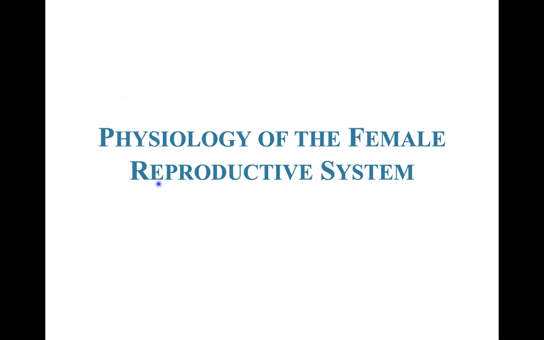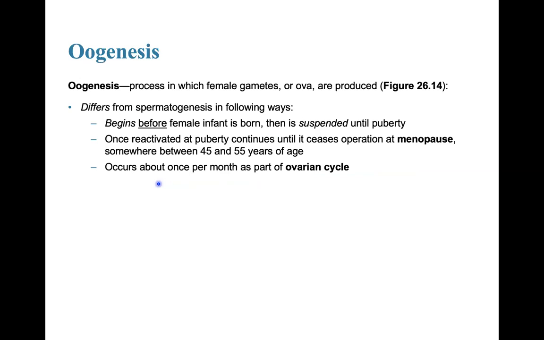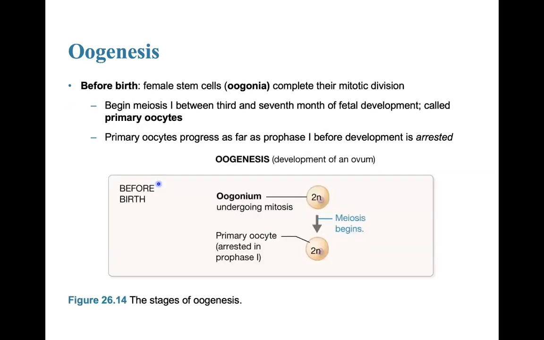Okay, so now we'll look at the physiology of the female reproductive system. Oogenesis is the process in which the female gamete, or the ova, are produced. This differs from spermatogenesis in the following ways. It begins before the female infant is born. It is then suspended until puberty. Once reactivated at puberty, it continues until it ceases operation at menopause, somewhere between the ages of 45 and 55 years of age. It occurs about once per month as part of the ovarian cycle.